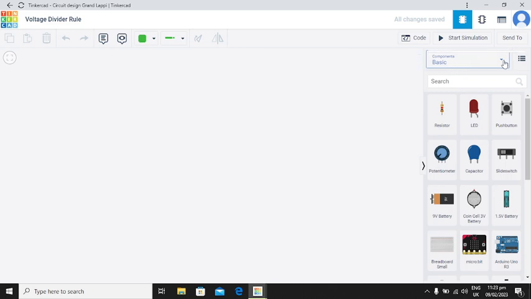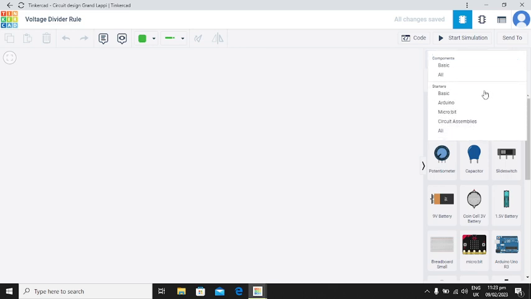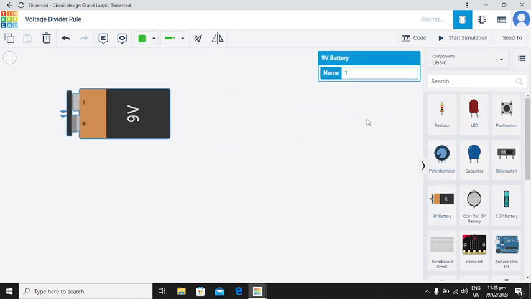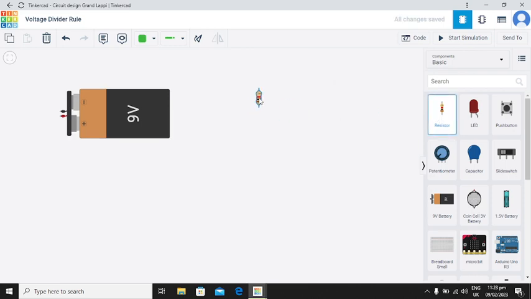This is the component section of Tinkercad. You can find basic components and some advanced level of components here, which would be helpful for electronics and electrical tools. I'm going to use basic components for a voltage divider rule and make the simple circuit. For this I need a source, some resistors, 1, 2, 3.